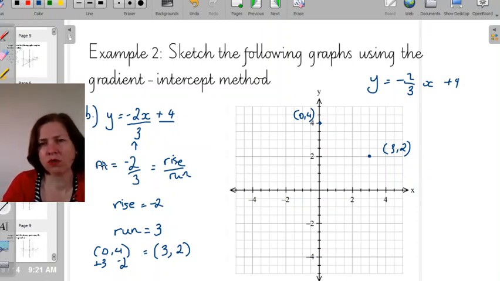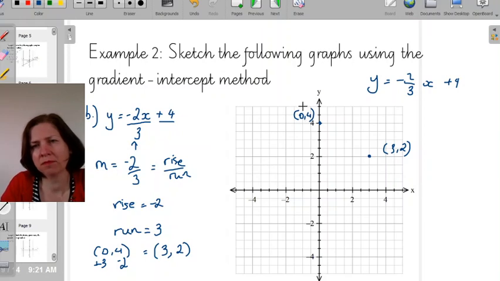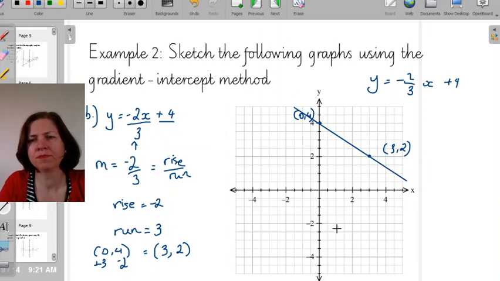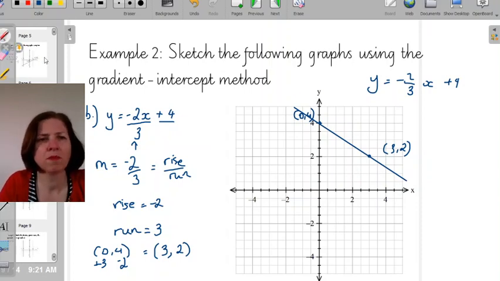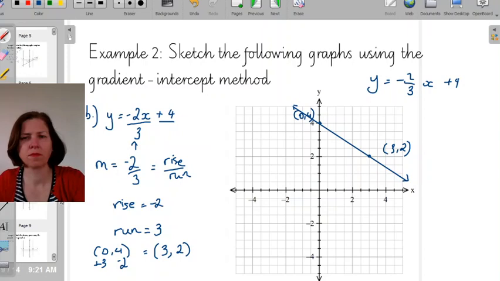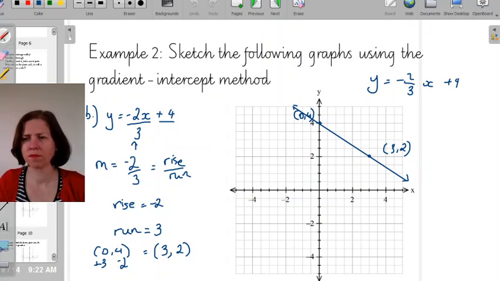All right, now let's join these with a line. See if I can do it. There we go. That looks good. All right, there's my line. Put some arrows on the end to show that it continues. So that's our video on sketching graphs using the gradient-intercept method.